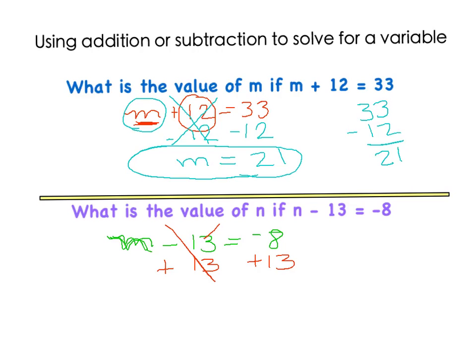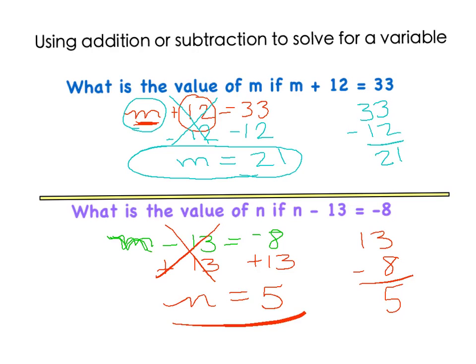The 13s go away. You're left with n equals. Now, we've got the math over here, 13 minus 8. Well, let's see, 13 minus 8, that's 5, if we subtract those two, because it's a negative and a positive. The 13 had the larger number, and it had a positive, so the answer is going to be a positive 5. Okay? All right.